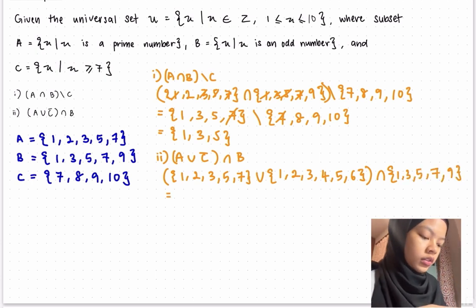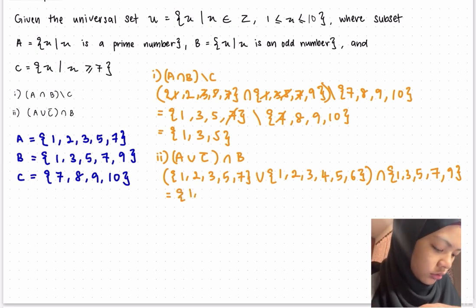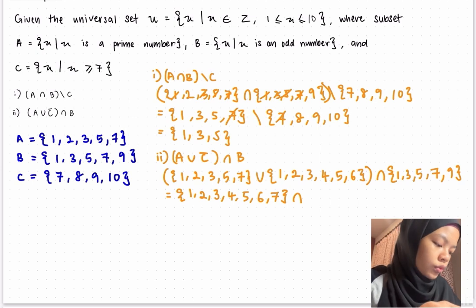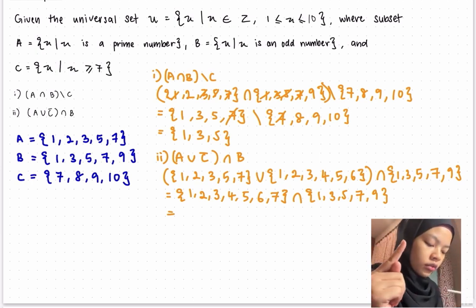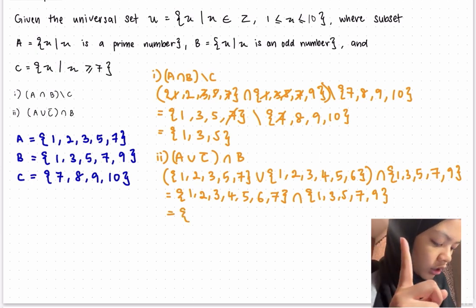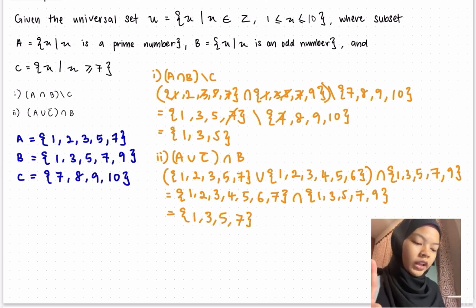So then we start by unionizing subset A with the complement of C, which is combining all the elements together. So we'll get 1, 2, 3, 4, 5, 6, and 7. Intersecting with 1, 3, 5, 7, and 9, which is subset B. So now, intersecting means overlapping. So we'll only be listing down the overlapping elements, which are 1, 3, 5, and 7. So that will be the final answer for the second question.